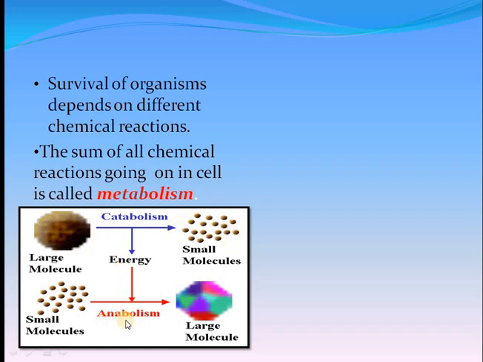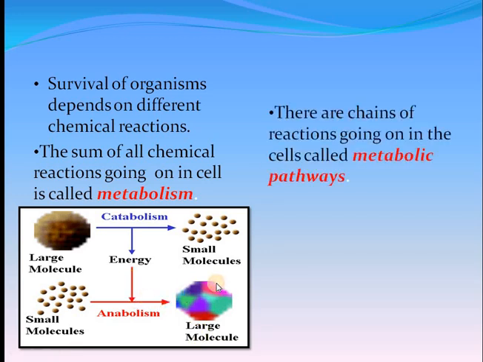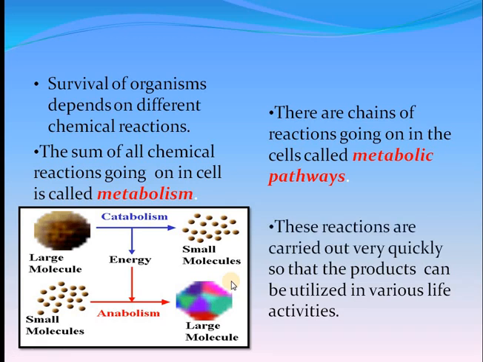And when we talk about anabolism, what is anabolism? Anabolism is the building of compounds by using energy. In this process, small molecules are combined to form large molecules using energy. So there are chains of reactions going on in the cells called metabolic pathways. These reactions are carried out very quickly so that the products can be utilized in various life activities.